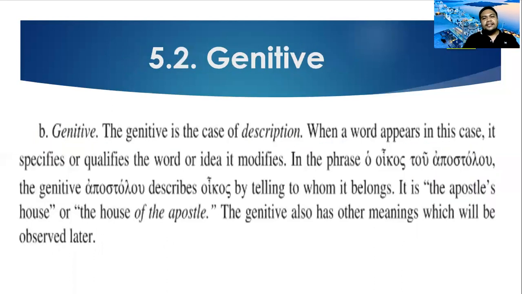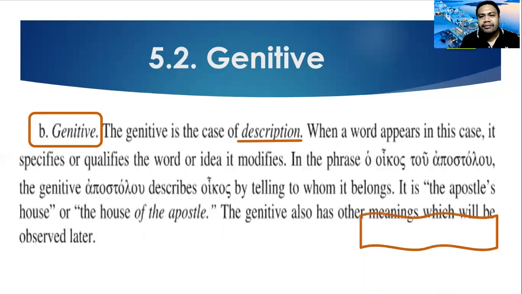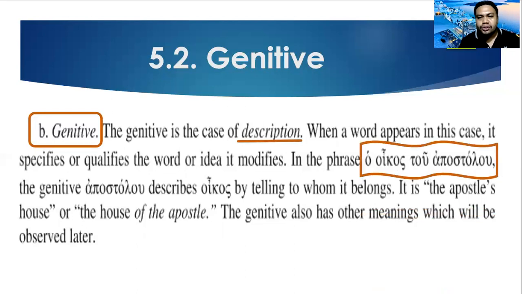The next case is what we call the genitive. The genitive is the case of description. When a word appears in this case, it specifies or qualifies the word or idea it modifies. So it is a modifier. In the phrase here, ho oikos tou apostolou, ho oikos is the subject and tou apostolou is the modifier. That's why it is in the genitive case.